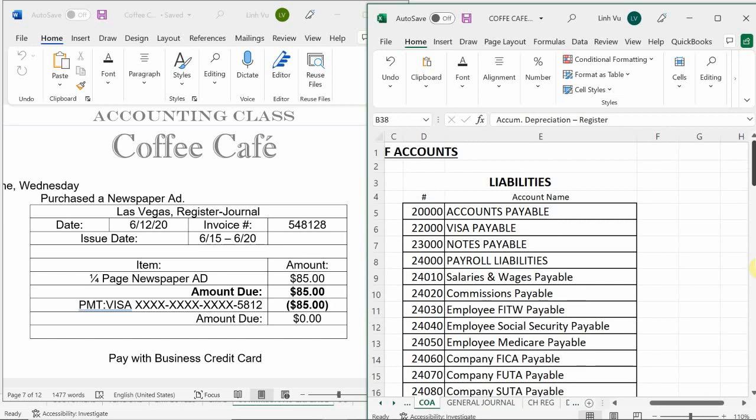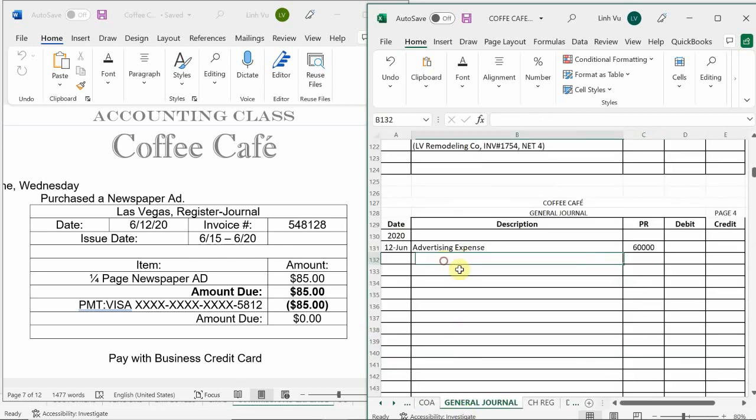I got an $85 charge. So in this case, Visa payable is going to be the account for 22,000. And it's for $85. Okay? And you have everything that you need, right?